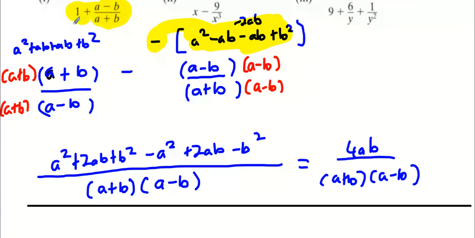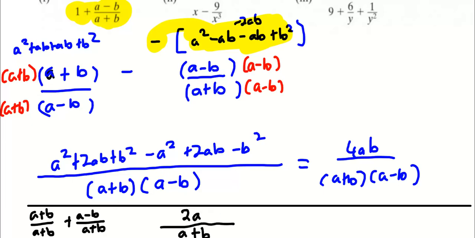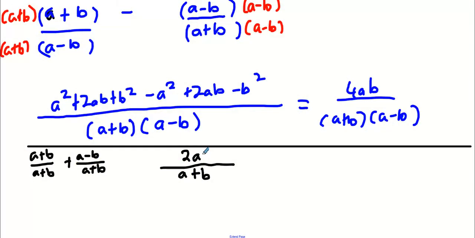What do I need to turn 1 into? I can turn it into a plus b over a plus b, effectively giving them the same denominator. And what happens when I add the two numerators together? Just get 2a, don't we? Please remember, it's the blue divided by the yellow. So, see this 4ab over a plus b, a minus b.